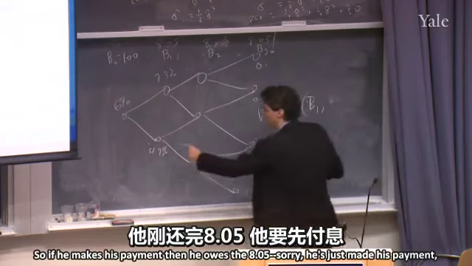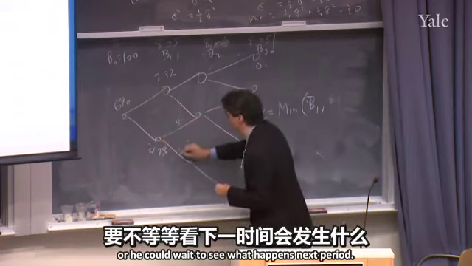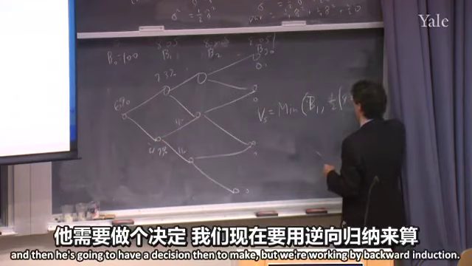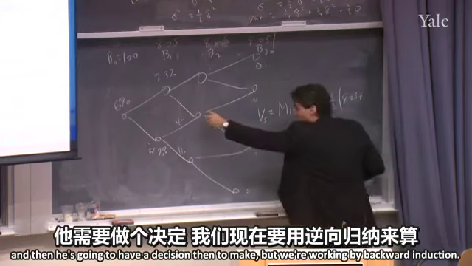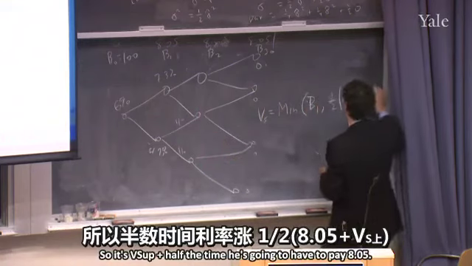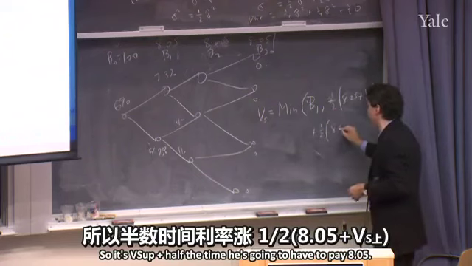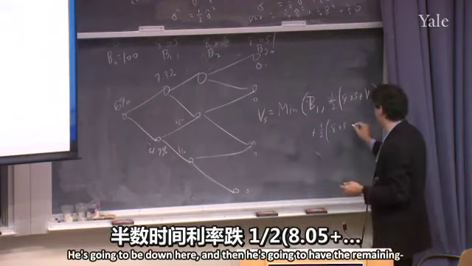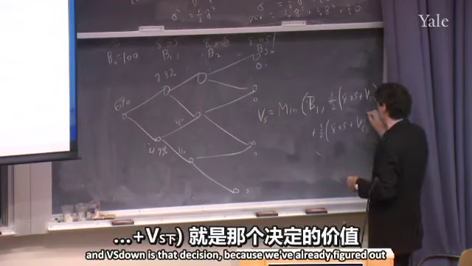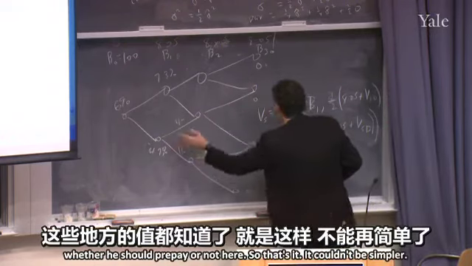So he's just made his payment. So he could either get out of the whole thing by paying B1, or he could wait to see what happens next period. So half the time he's going to go up. So he's going to have to pay 8.05. And then he's going to have a decision then to make. But we're working by backward deduction. We've already solved out for what the value of his decision is there. So it's going to be VS up, plus half the time he's going to have to pay 8.05. He's going to be down here. And then he's going to have to decide whether to pay off the remaining balance or not. And VS down is that decision, because we've already figured out whether he should prepay or not here. Okay, so that's it.